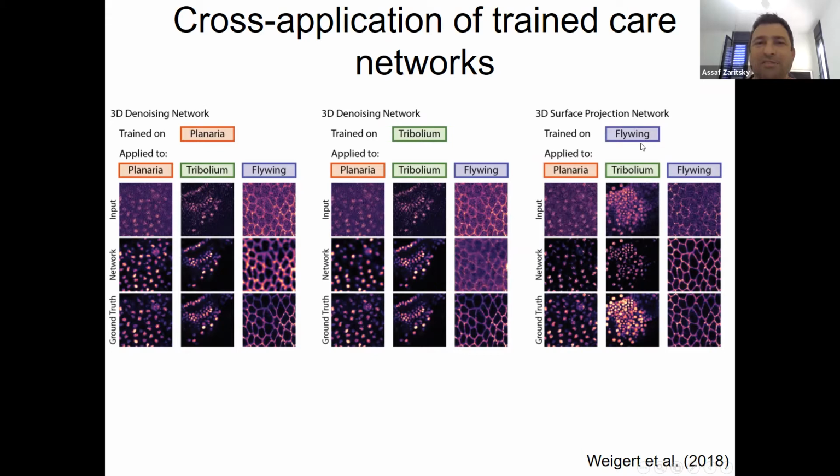Data, so it's completely different data sets. And now they try to apply the network on the different data sets and see the results. For example, if we look at the planaria, we see a crappy image and really nice reconstruction. And when we move to the planaria on the model that was trained on another system, it doesn't look as nice, but it still looks pretty nice, okay? So this is an important aspect of generalization.